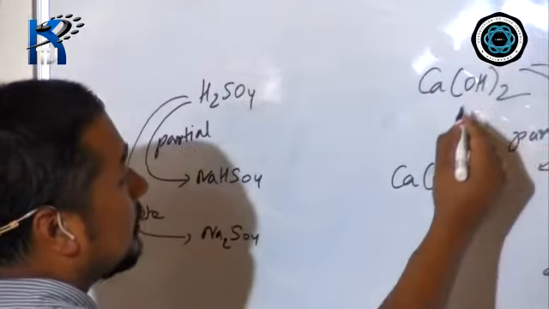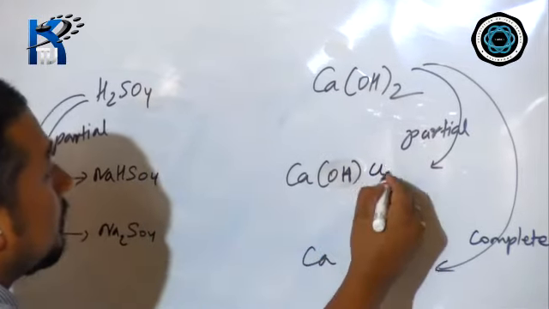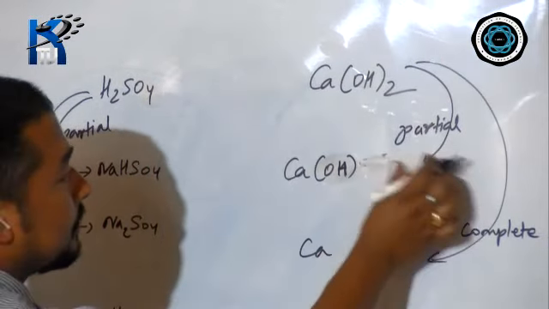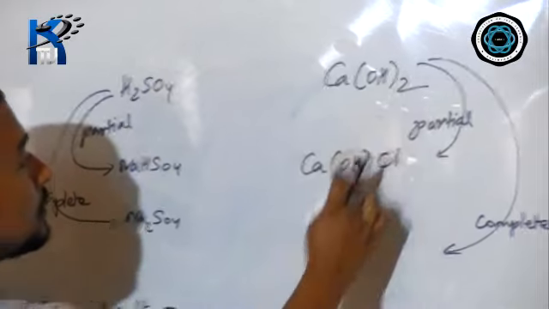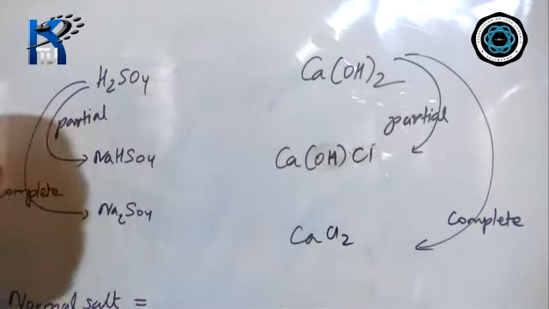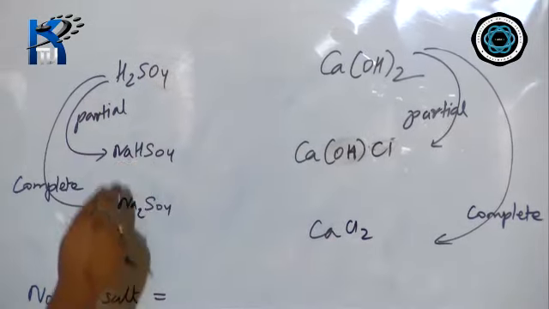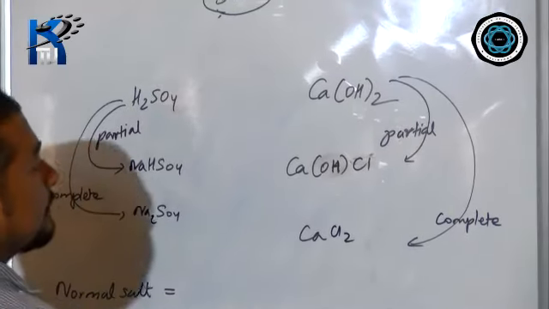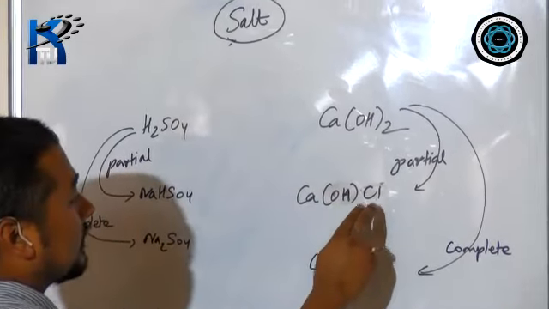Similarly here I am replacing one OH with one non-metal, chlorine, Cl stands for chlorine, and here I am replacing 2 OH with 2 chlorine. So if you see here, students, I am replacing hydrogen with metal like sodium, and here I am replacing hydroxyl ion with non-metal like chlorine.